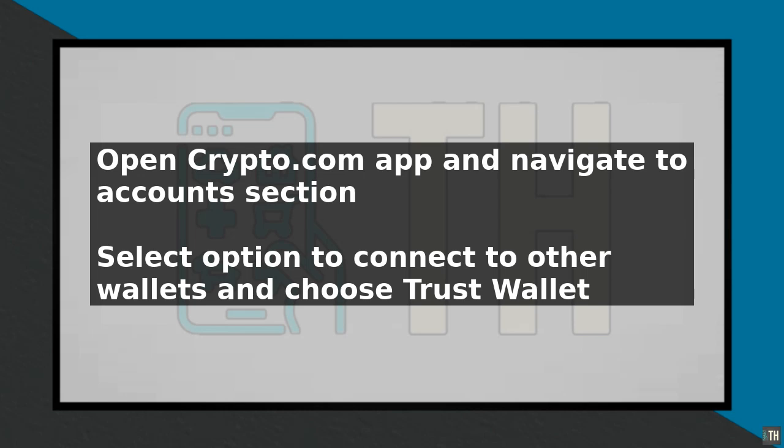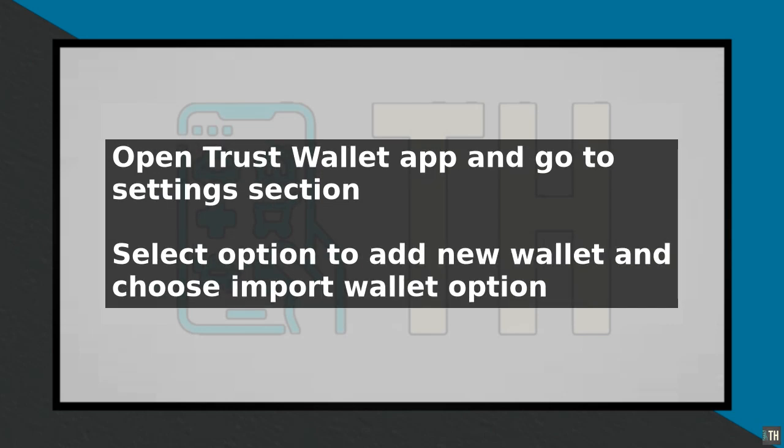Next, open the Trust Wallet app and go to the Settings section. Here you will find the option to add a new wallet. Select this option and then choose the Import Wallet option.